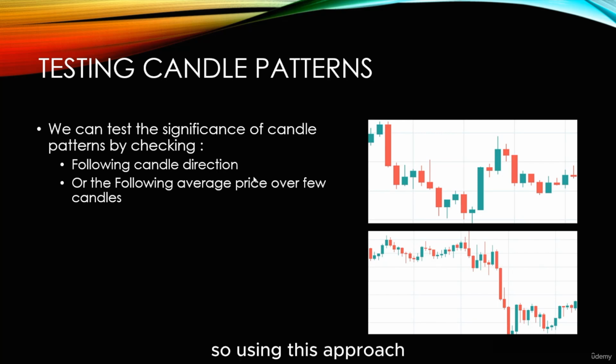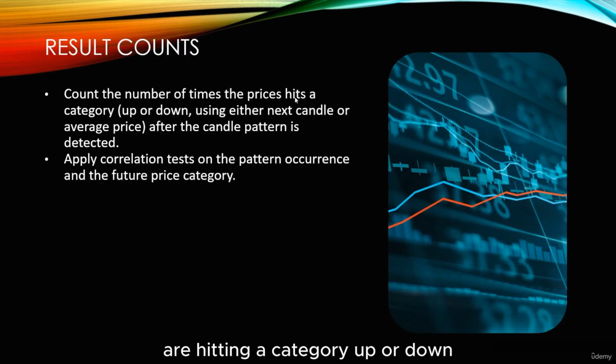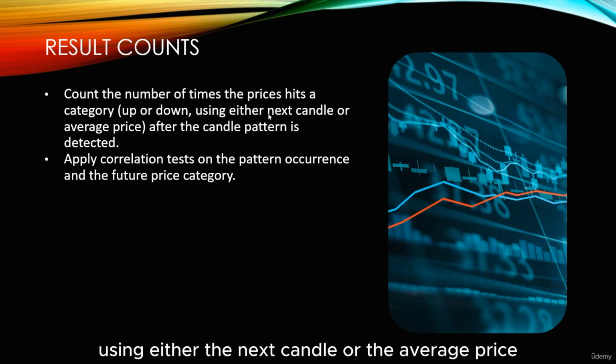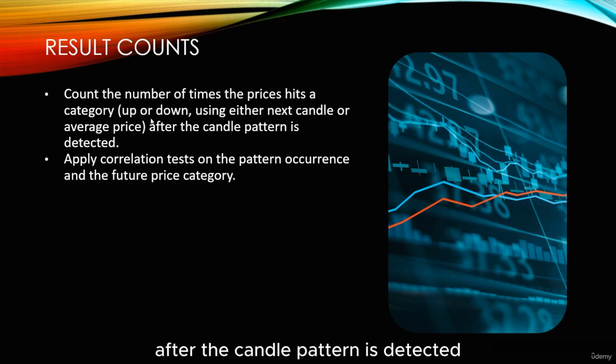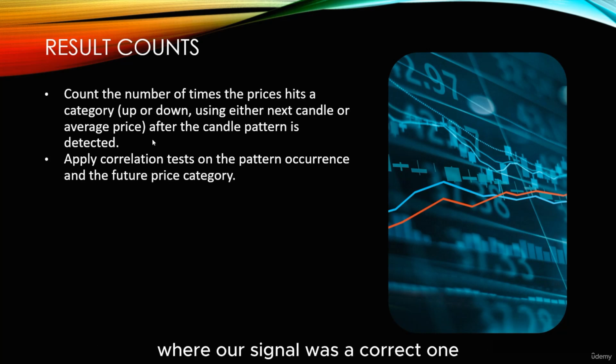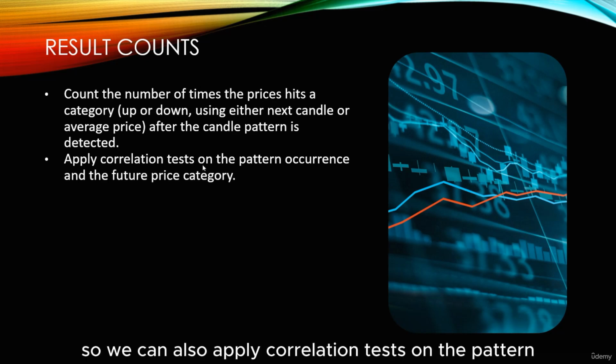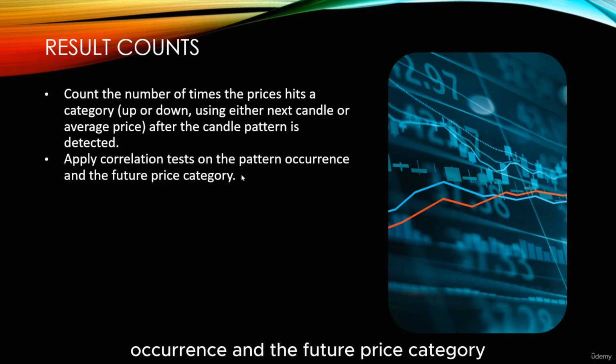So using this approach, we can test or count the number of times the prices are hitting a category up or down, using either the next candle or the average price after the candle pattern is detected and we get a signal. So we can check the percentage of the times where our signal was a correct one, a true positive, versus the percentage of the times that we had a false positive, in the sense that we had, let's say, a bullish rejection candle, but followed by a downtrend rather than an uptrend. So we can also apply correlation tests on the pattern occurrence and the future price category.